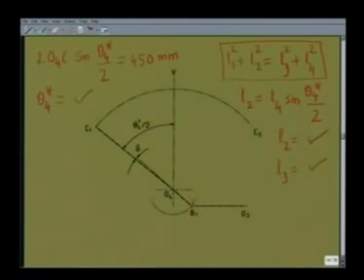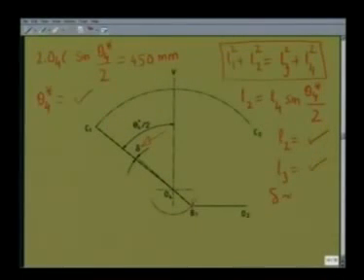So, the angle between the extension of O4 B1 and O4 C1 determines the required value of delta, which as we see is much less than the original value, which was 16 degree. This delta, if you draw it correctly, comes out around 5 degree.